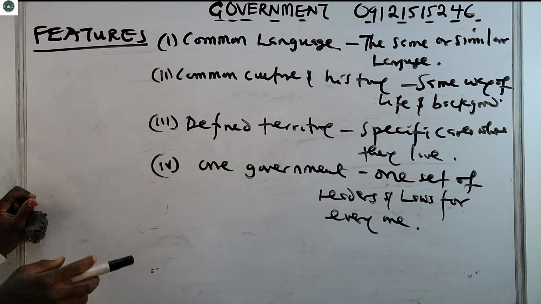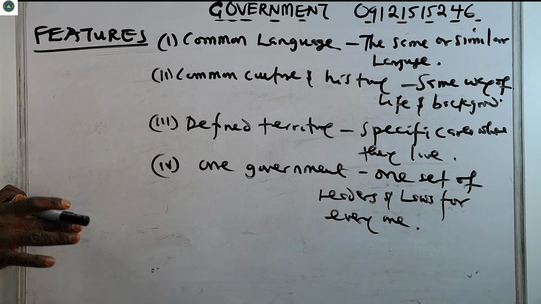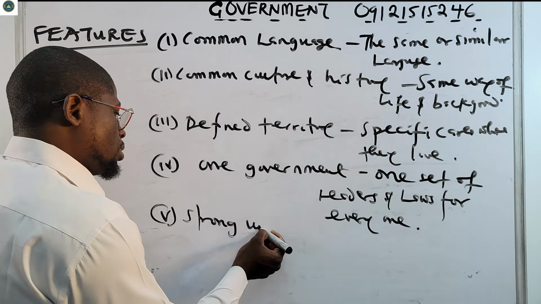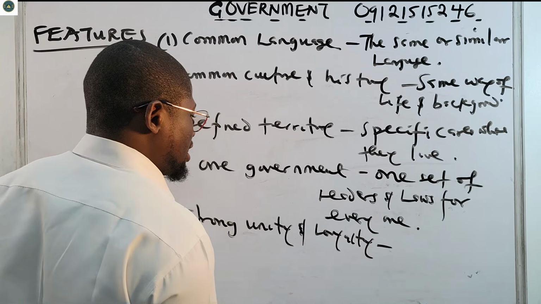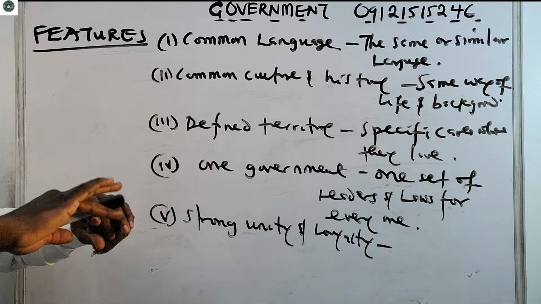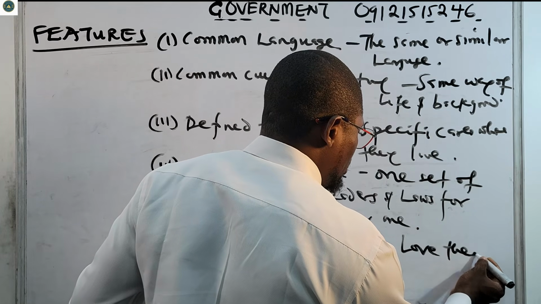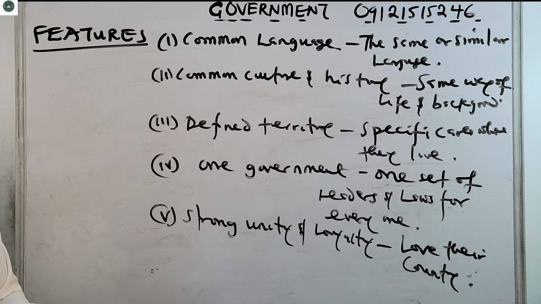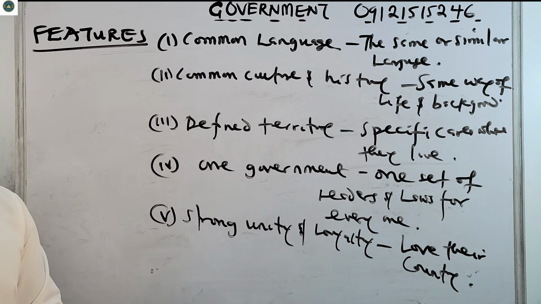Okay, so a nation state has one government. Okay, and also there's strong unity among the people in the nation state. Okay, there's strong unity and loyalty. Okay, you see that people love their country. They want progress. Okay, they see themselves as one family. They are willing to die for their country. They are willing to make sure that our country becomes better. They have a strong unity and loyalty for their country.